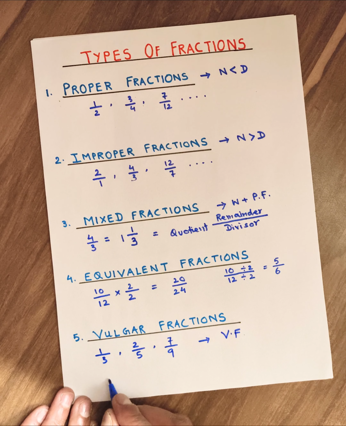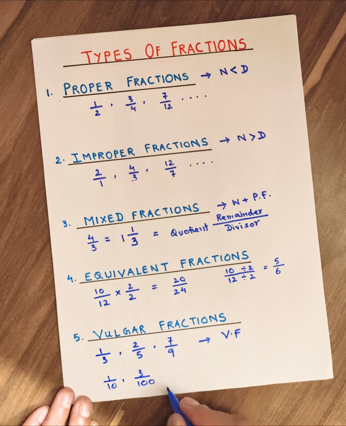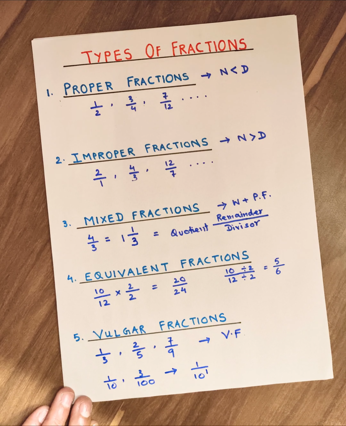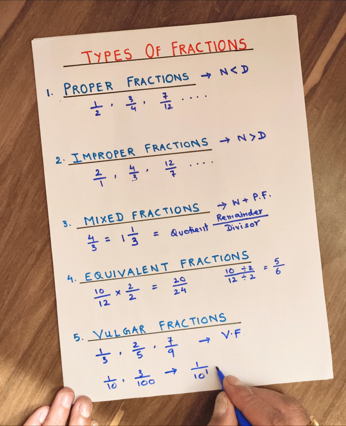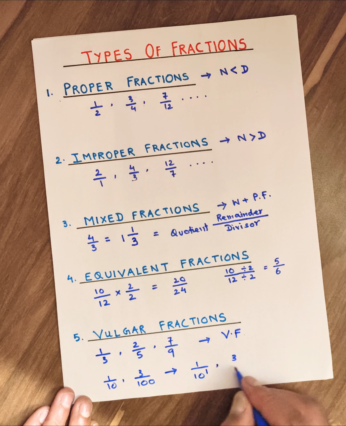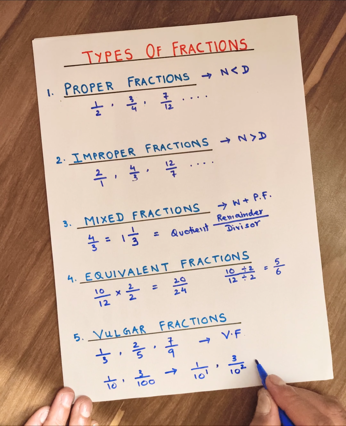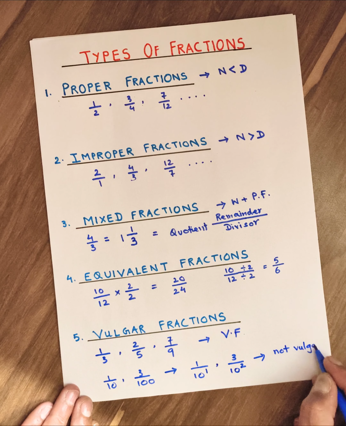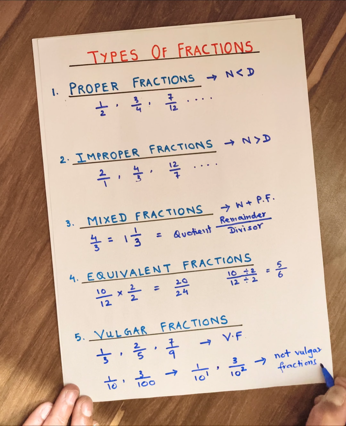But if we write 1 by 10, 3 by 100. Now if you see this, what is 1 by 10? The denominator is 10 to the power 1. You will learn this later during exponents, because 10 is there only one time. 100 can be written as 10 to the power 2. These are not vulgar fractions.